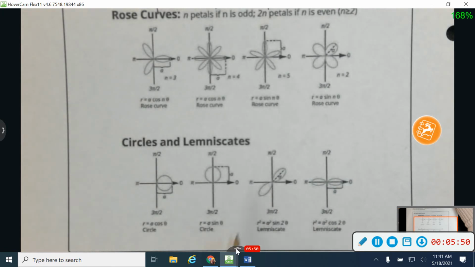We will not draw lemniscates in this class. They look like these little figure eights. They're kind of cool looking, but it gets into squared values, so you don't have to worry about those. Everything that we draw will be a limacon, a rose, or a circle. So let's go over to your graph paper, and I'm going to start with number 7.